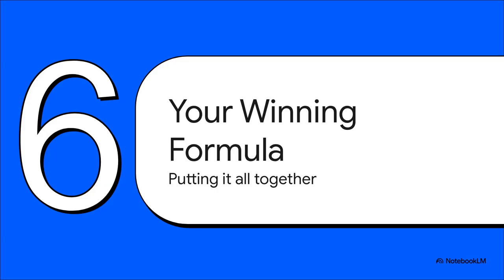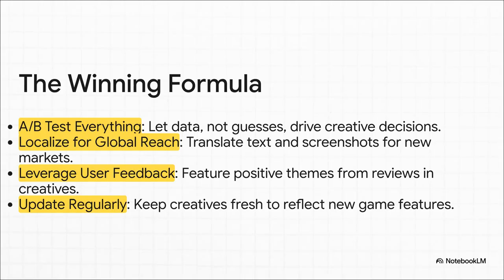All right, we've gone through all the individual pieces. We've talked icons, screenshots, ads, you name it. Now it's time to assemble all of those parts into a repeatable, sustainable system for success. This is your winning formula. Here it is, your ongoing checklist. Number 1, A/B test everything. Don't guess which icon works best. Let the data tell you.